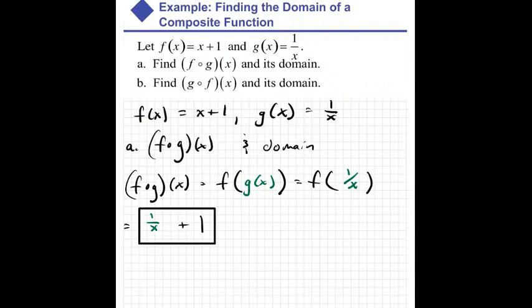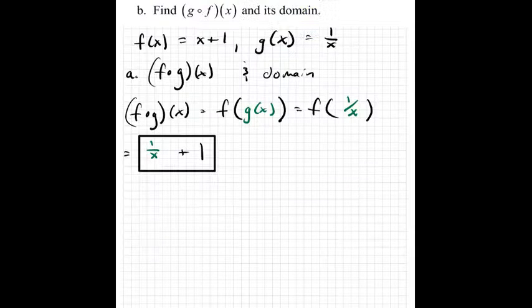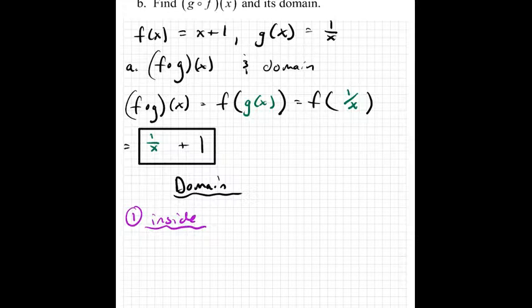Then there's a 3-step process that I do to find the domain of a composite function. The first thing is I find the domain of the inside function. In this case, the inside function is g of x, and that's this thing here, 1 over x. This is a rational function. For a rational function, the domain is generally all reals except any x that makes the denominator 0. So we're finding the domain of g of x.